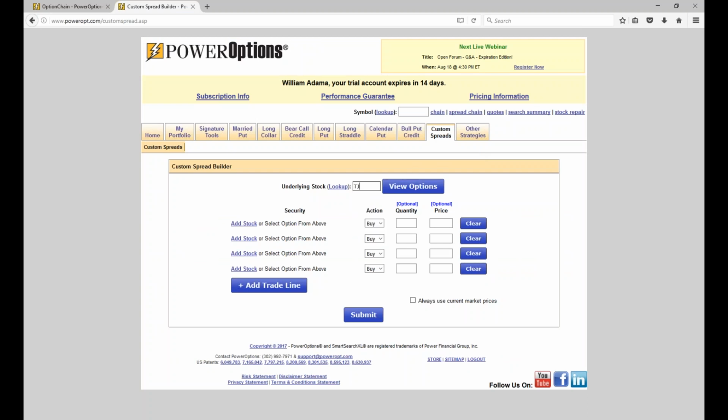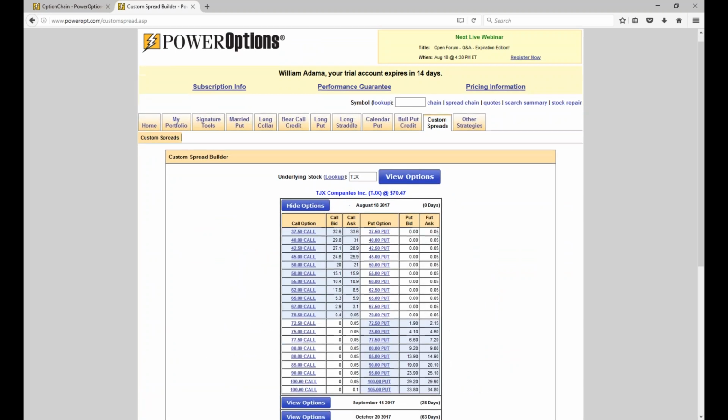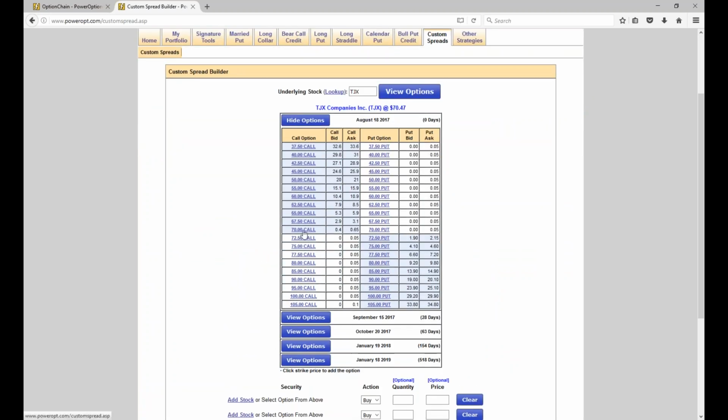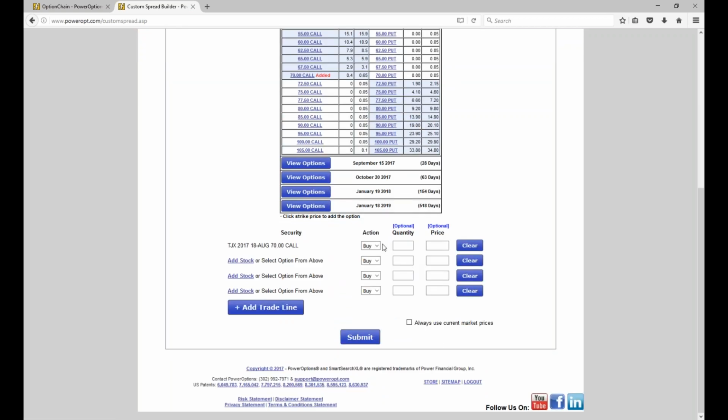So I put in TJX, and we went ahead and bought the August 18th 70 strike call for 75 cents. We'll just do one contract, keep the math simple. So remember, this would have been on Wednesday, the 15th.